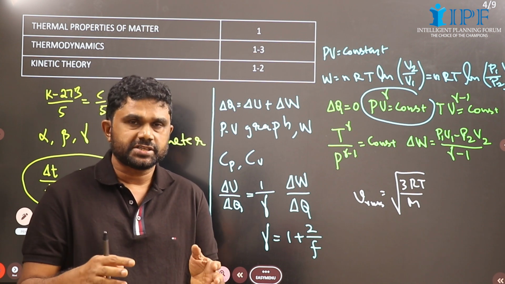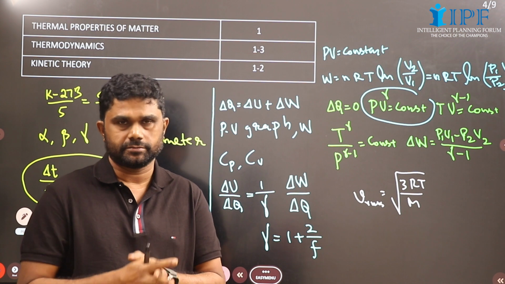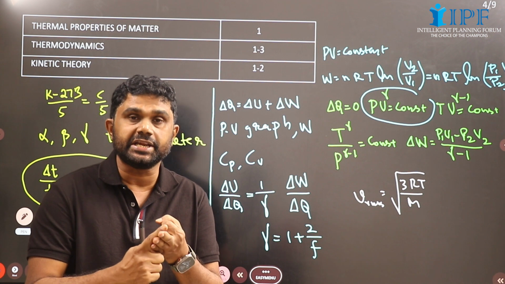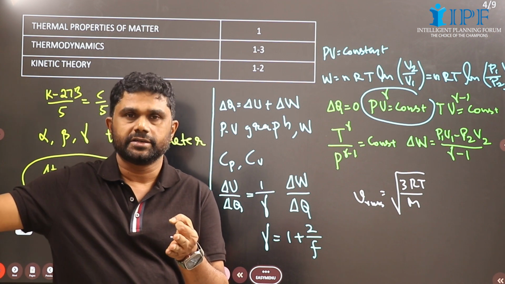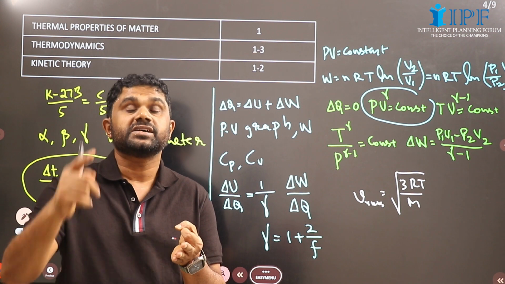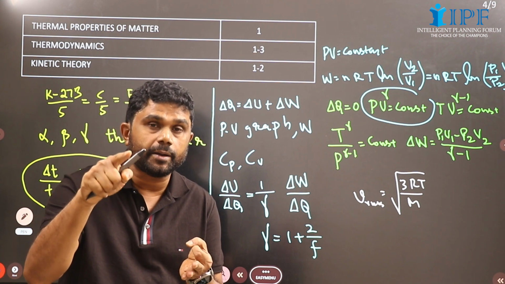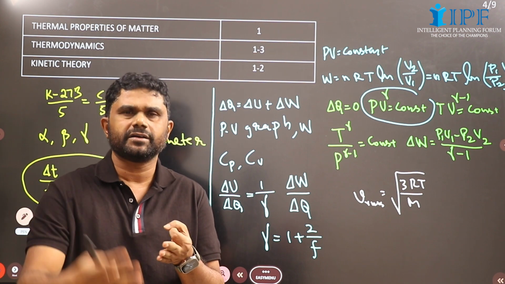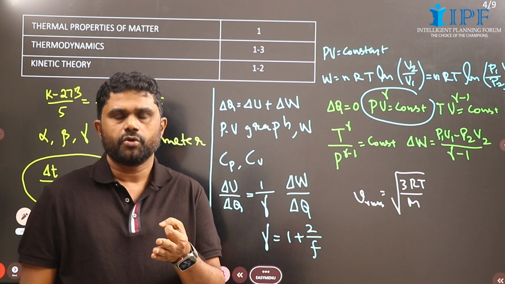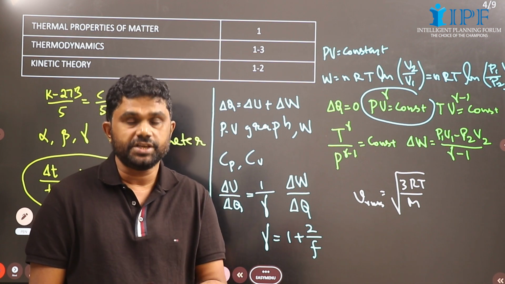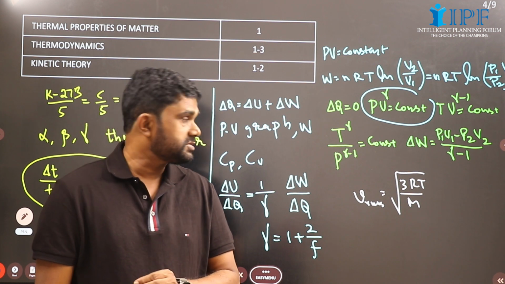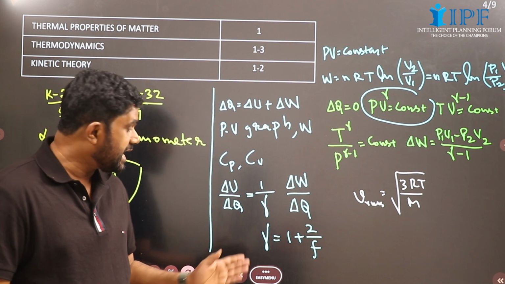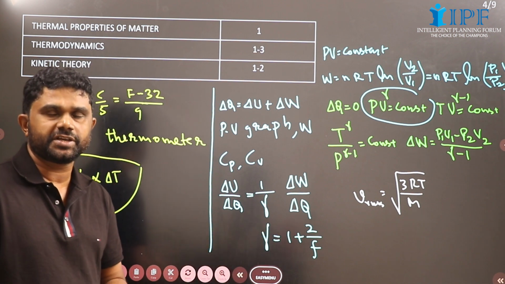Okay, see the translational and rotational degrees of freedom together: 3 for monoatomic, 5 for diatomic, 7 for polyatomic linear, which means the structure will be along a line, just like carbon dioxide. And 6 will be for polyatomic non-linear, meaning molecules containing more than 2 atoms, not along a line. If you know the number of degrees of freedom, Cv will be F by 2 R, where F is the number of degrees of freedom. Gamma will be 1 plus 2 by F.